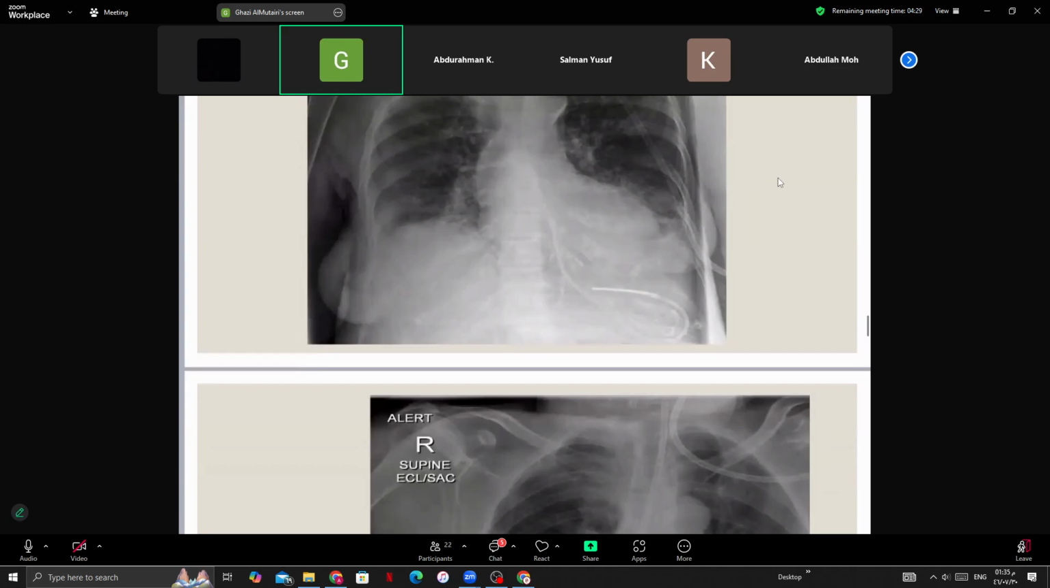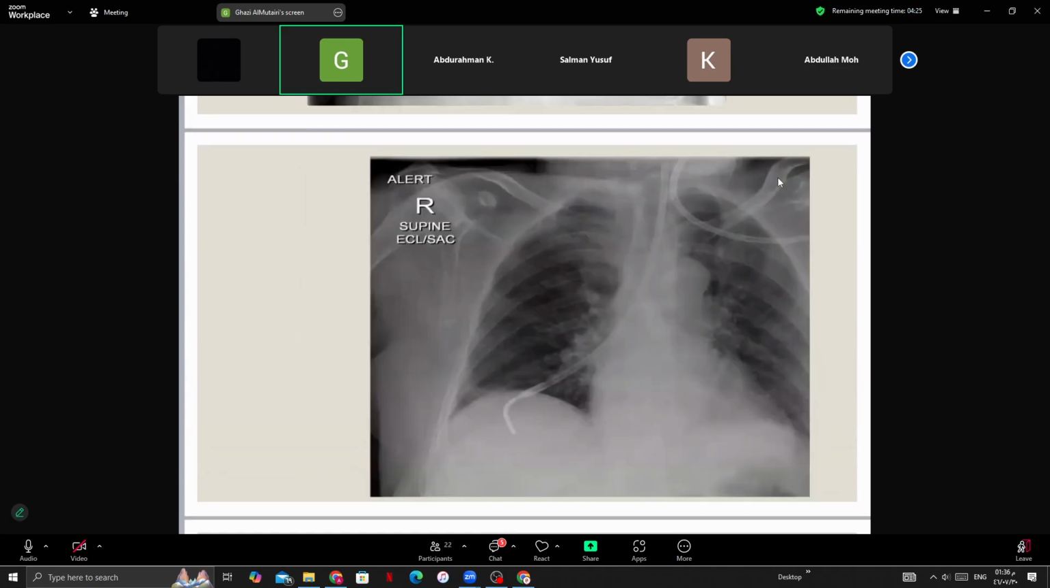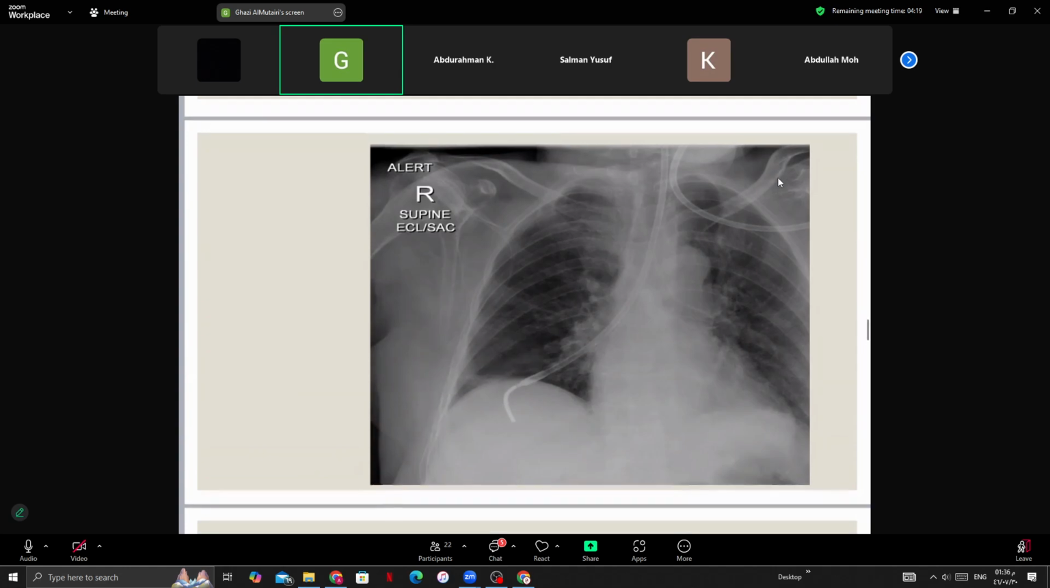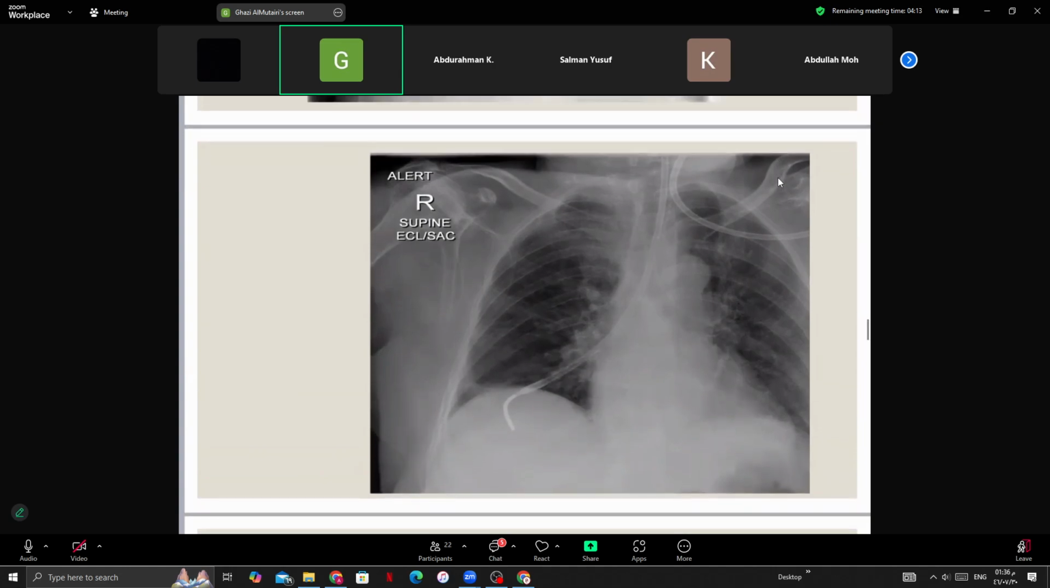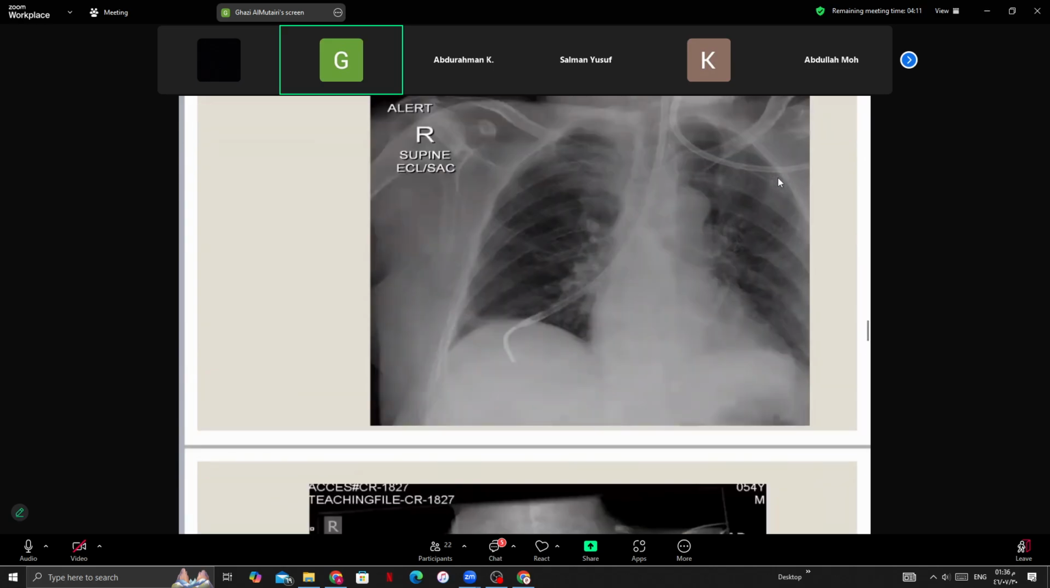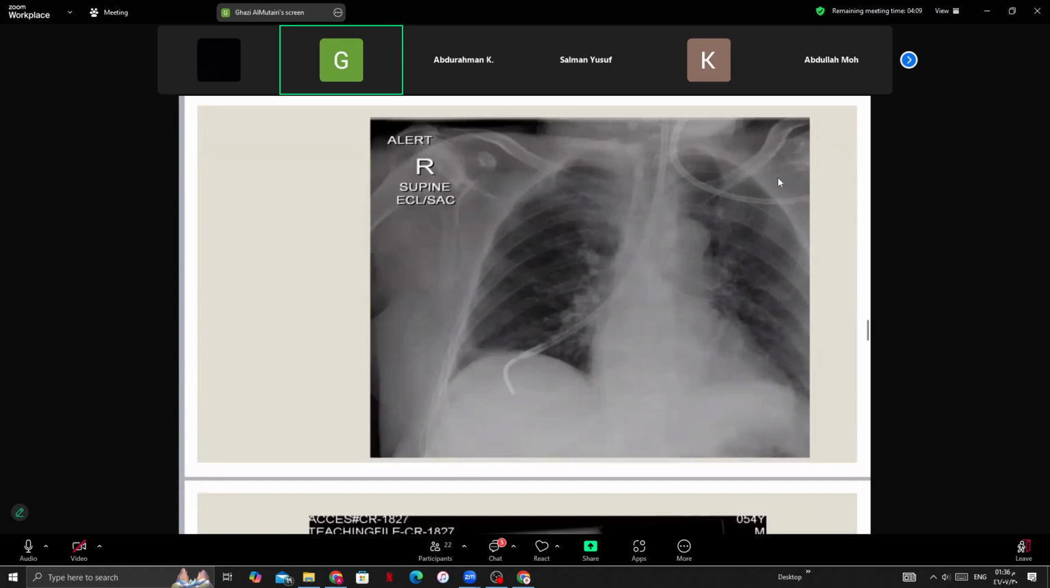طيب what do you think about this line who's coming from the esophagus, or coming from up and going to the right lung? ايش رايكم؟ This is a wrong placement of the nasogastric tube. So instead of going through the esophagus, it's going through the trachea to the main bronchus, to the right main bronchus, to the lung.